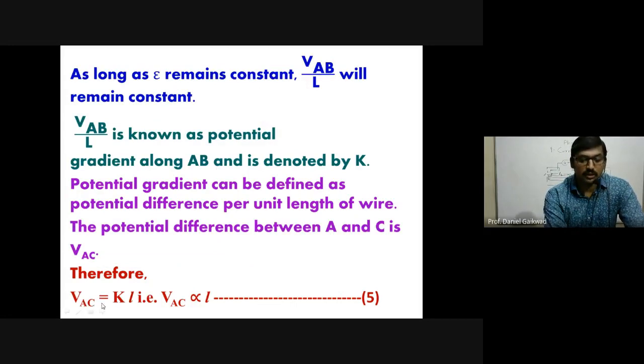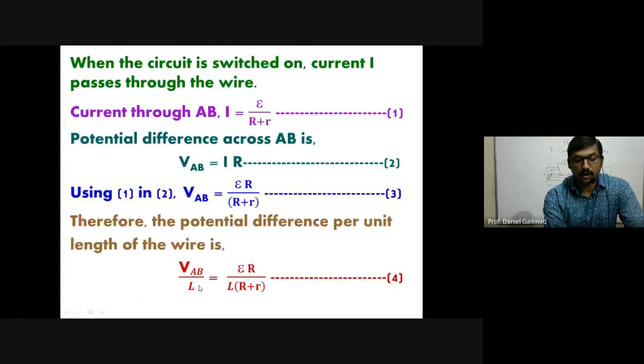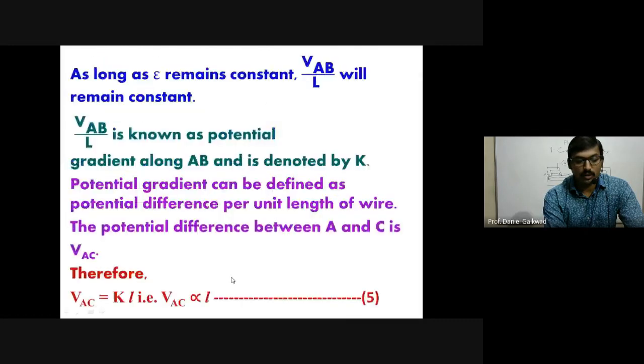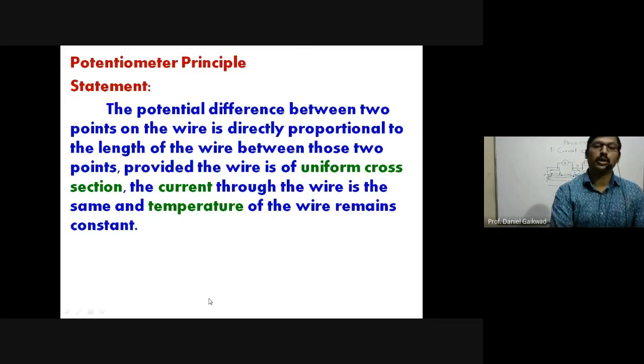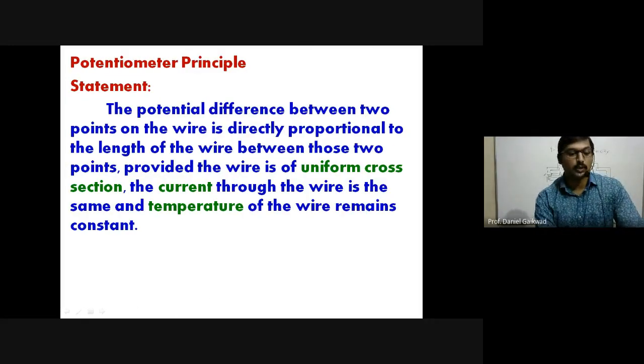So VAC is equal to constant K, that constant K as VAB divided by L or this quantity, equation number 4. So that constant quantity is here K into its length L. So we write VAC is proportional to L as equation number 5. So VAC means potential between A and C proportional to length between A and C. And that is the potential principle or principle of potentiometer.